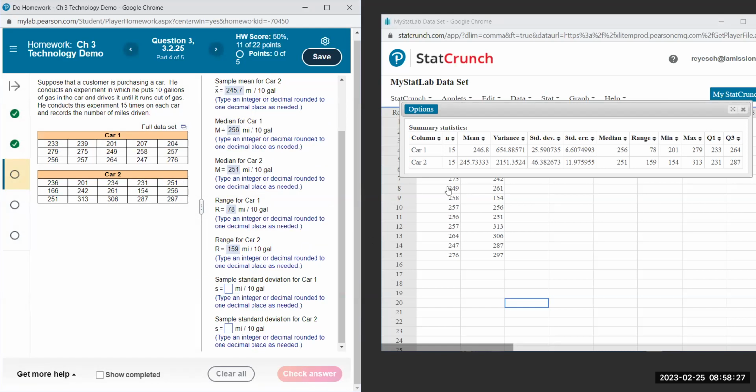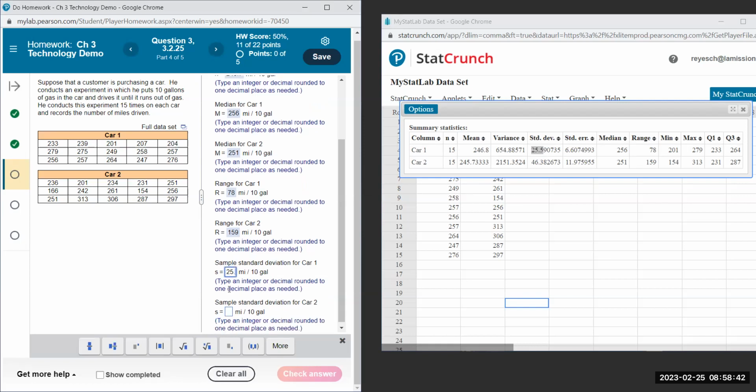Okay, the sample standard deviation. So here it is, STDDEV. And then this one says to 1 decimal place. So for car 1, mine is 25.5. I have to round it up because that next digit is a 9. So that 5 becomes a 6. And then for my car 2, it's 46.3. 46.4 for mine. So I have to also round it up because my next digit is an 8.